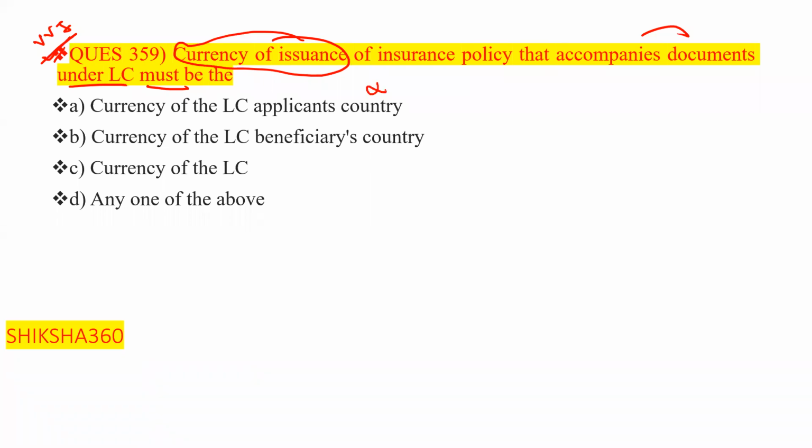Not the currency of the applicant's country, not of the beneficiary's country. Basically, it will be the currency of the LC. So option number C is the answer, that is currency of the LC.